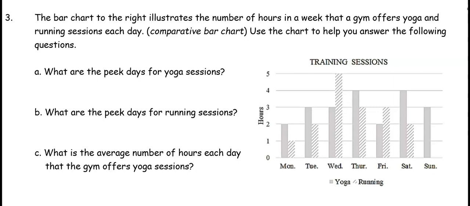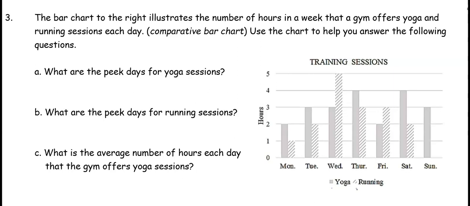Backside. So now we've got this bar chart. The bar chart to the right illustrates the number of hours in a week that a gym offers yoga and running sessions each day. It's a comparative bar chart, so it's got those two right next to it, and we have the legend down here showing that solid is yoga, the dashed is running. Use the chart to answer the question. So again, using the graphs that were given to you, can you read and interpret them?